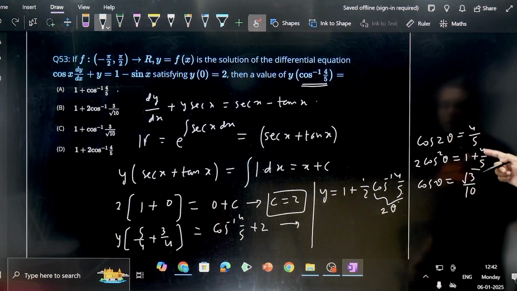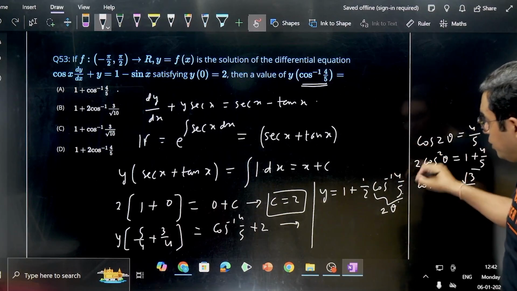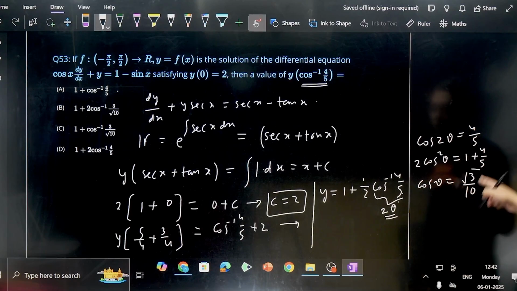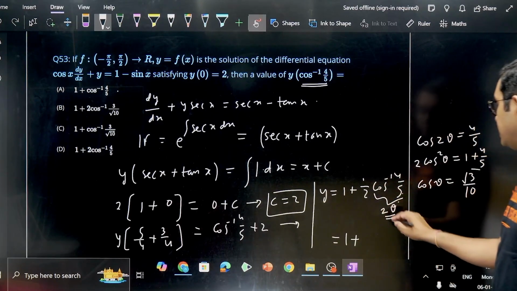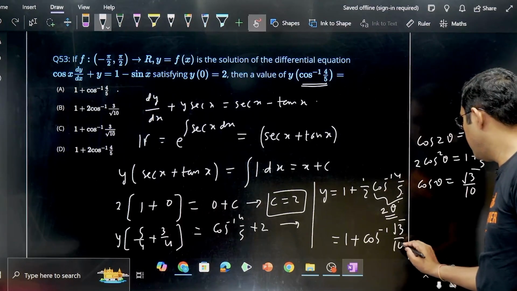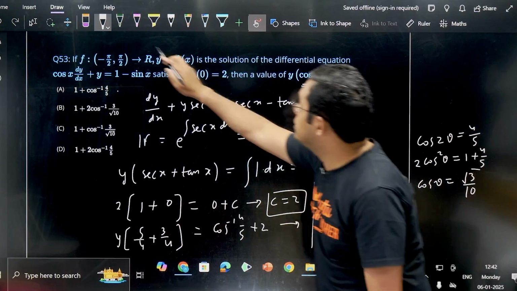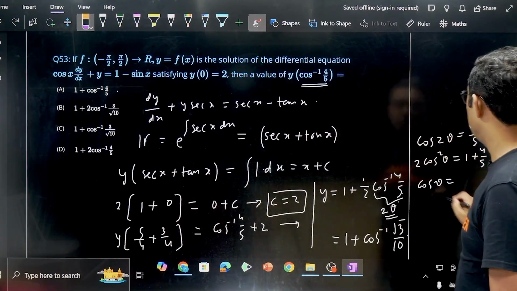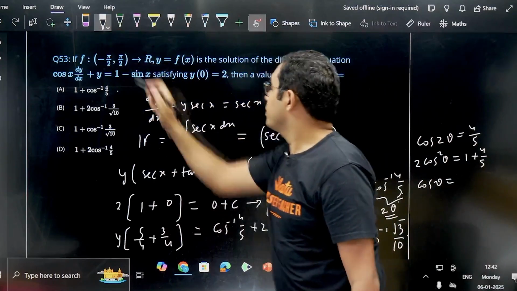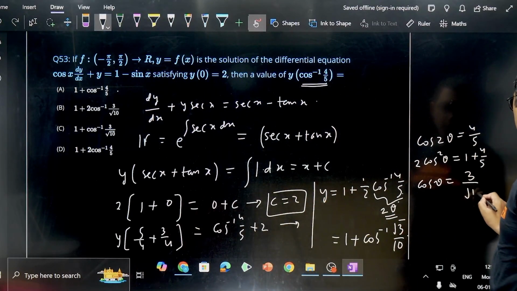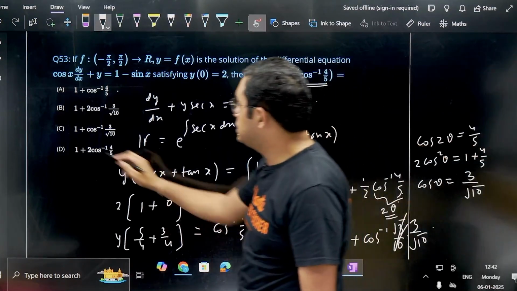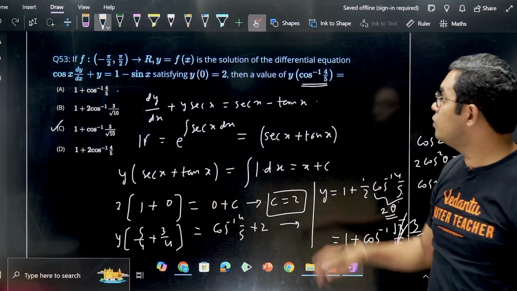Then cos 2 theta is equal to 4 upon 5, which means 2 theta is in the first quadrant. So theta is also in the first quadrant, so only the plus sign is taken. So here it will become 1 plus half into 2, which is 1, so cos inverse root 3 upon 10. I think I have made a mistake here. This is not root 3 upon 10, this is 3 upon root 10. Yeah, here also it is 3 upon root 10. So the answer for this question will be C, that is 1 plus cos inverse 3 upon root 10.